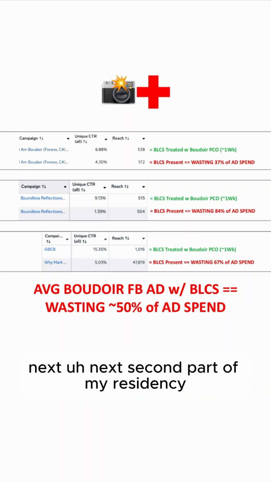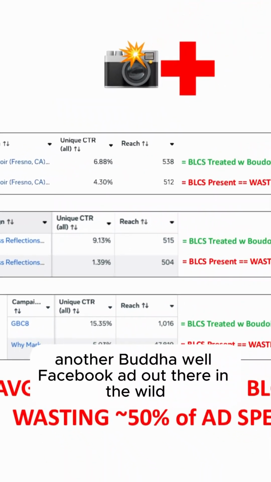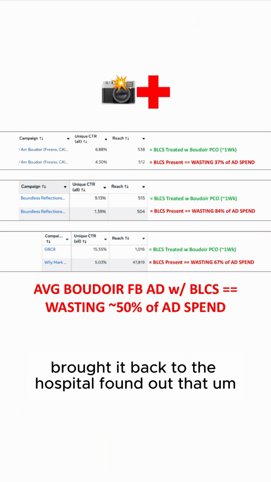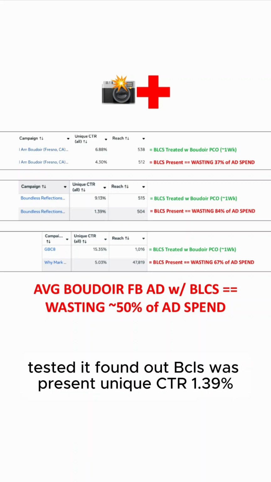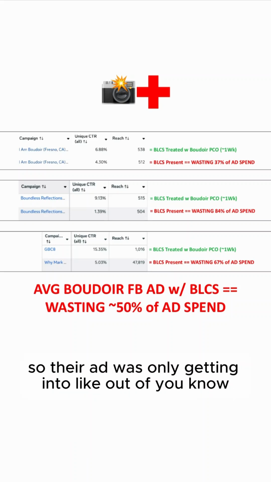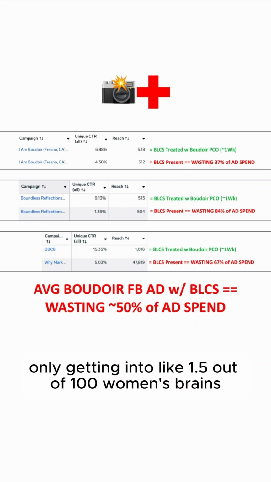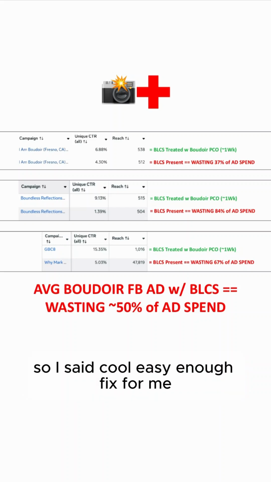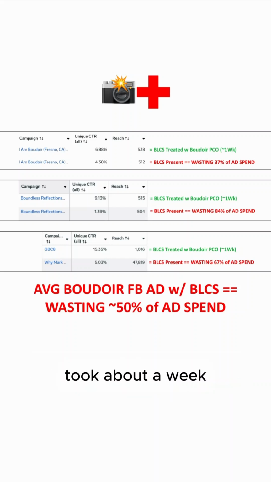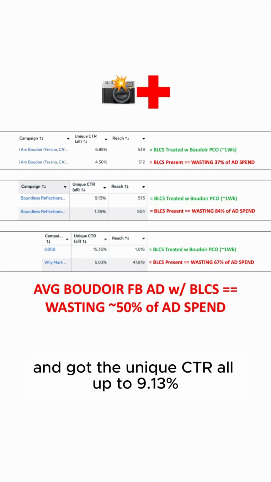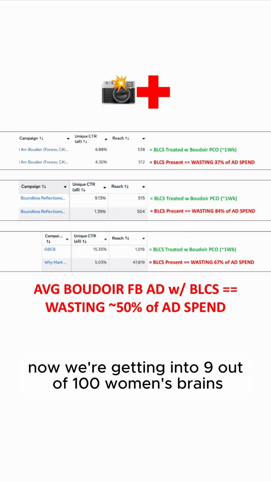Next, second part of my residency, I found another Boudoir Facebook ad out there in the wild, brought it back to the hospital, ran it, tested it, and found out BLCS was present, unique CTR of 1.39%. So their ad was only getting into like 1.5 out of 100 women's brains. So I said, cool, easy enough fix for me. I duplicated the ad, treated it with Boudoir Pico, took about a week, and got the unique CTR all up to 9.13%. So basically, instead of their ad getting into 1.5 out of 100 women's brains, now we're getting into 9 out of 100 women's brains.